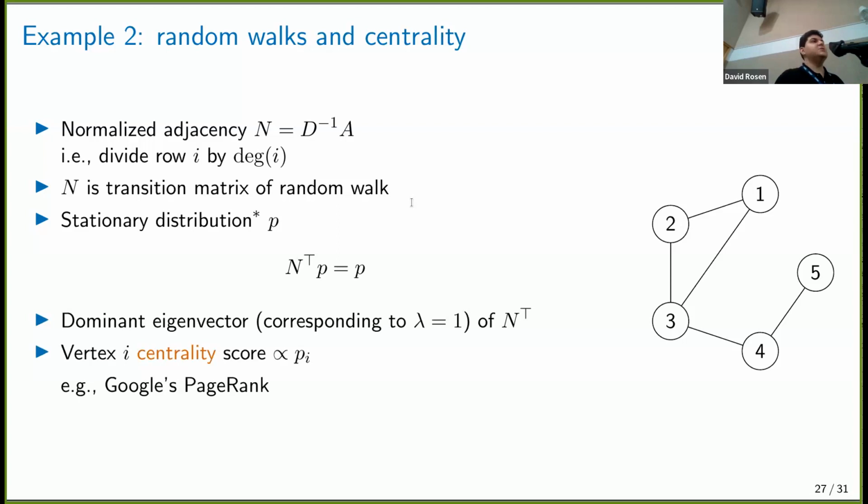And you can use this to define a notion of centrality, a notion of how influential the vertices of the graphs are, right? So if you continue this chain for a long time, you're going to be with different probabilities at different vertices, and you can see that as how well connected that vertex is to the rest of the graph. And a fancier version of this is essentially what Google did for Google's PageRank algorithm, where vertices correspond to the web pages and edges correspond to links.